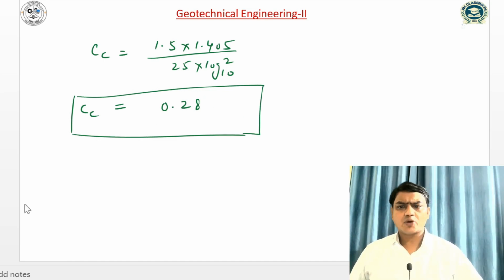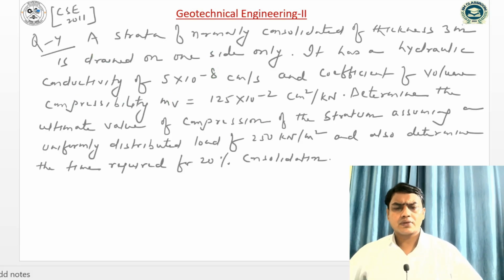So let us take another problem. A stratum of normally consolidated clay of thickness 3 meter is drained on one side only. It has a hydraulic conductivity of 5 into 10 to the minus 8 centimeter per second, and the coefficient of volume compressibility mv is 125 into 10 to the power minus 2 centimeter square per kilonewton. Determine the ultimate compression of the stratum assuming a uniformly distributed load of 250 kilonewton per meter square, and also determine the time required for 20% consolidation.